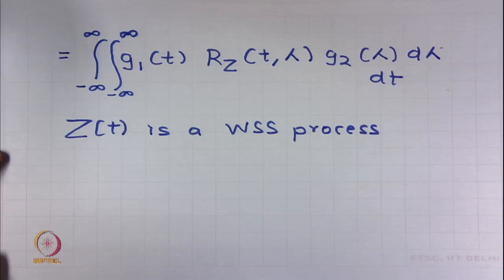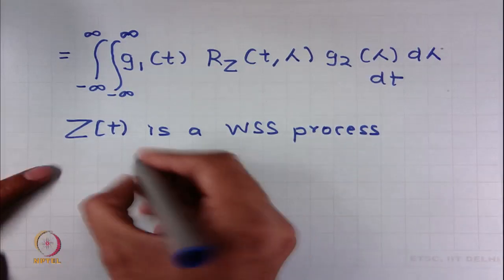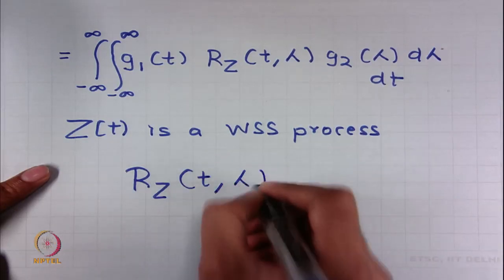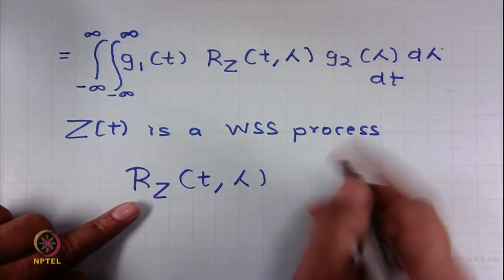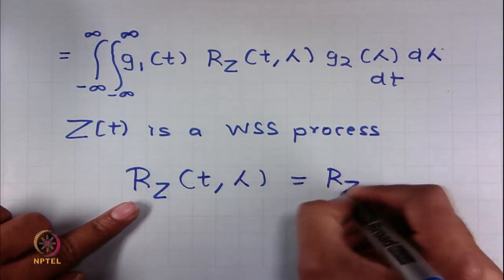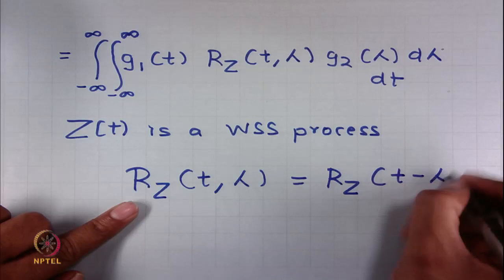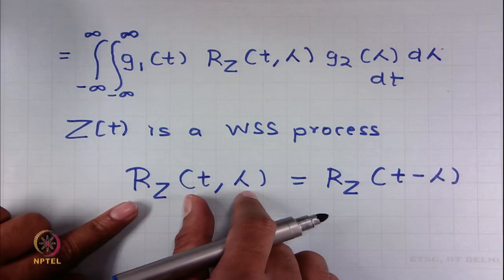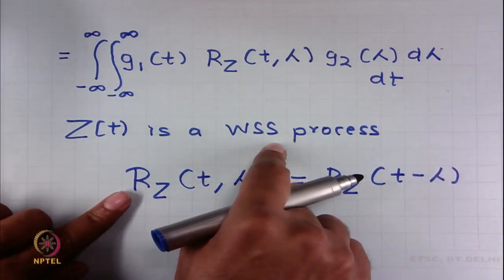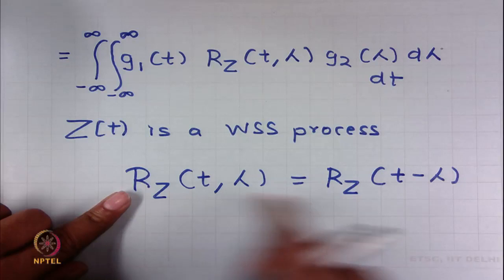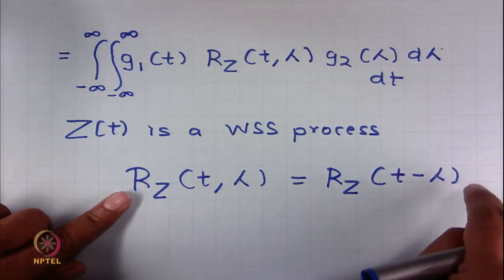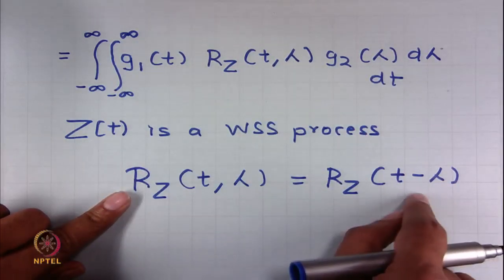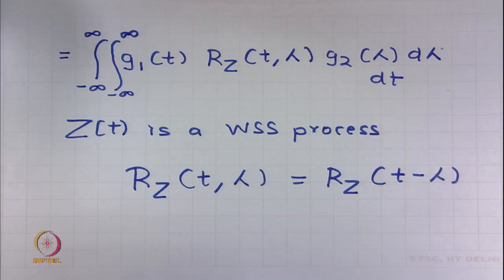If z of t is a wide sense stationary process, we have already seen that this autocorrelation function based on two arguments can be converted into the autocorrelation function based on a single argument, where the single argument is obtained by taking the difference between these two arguments. Okay. So, for a wide sense stationary process, this autocorrelation function can be conveniently represented in this form. Okay. So, now let us substitute this value of the autocorrelation function in here, and let us see what we get.